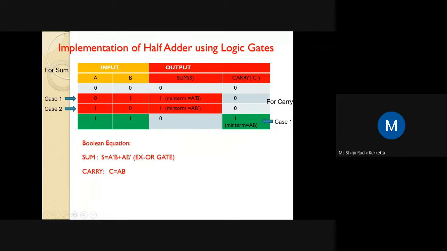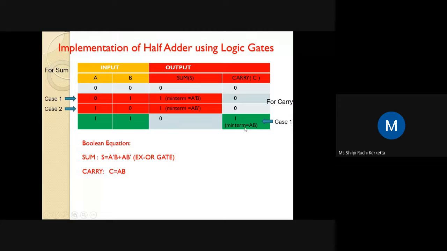We can make this gate using AND gates. Here we have one AND gate, here we have one AND gate, and we have to use two NOT gates for this A dash and B dash, or A bar and B bar, and one OR gate for this plus sign. So why use that many gates? We can simply say it is an XOR gate. So we will make the circuit, and for carry, we take only one min term, the last case.